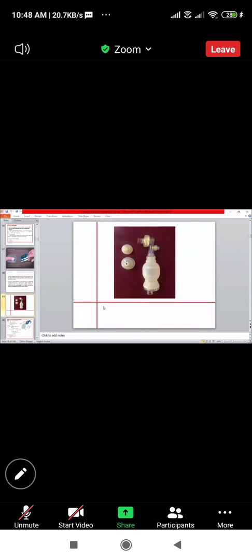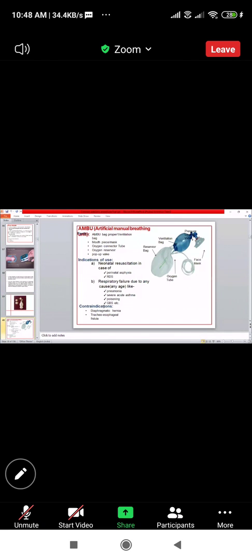So coming to this, I think you all know this. This is the Ambu bag, the artificial manual breathing unit. So parts: you have the Ambu bag proper, that is the ventilation bag. You have the mouthpiece or the mask. You have the oxygen connector tube. You have the oxygen reservoir, and you have the pressure limiting valve, that's the pop-up valve.